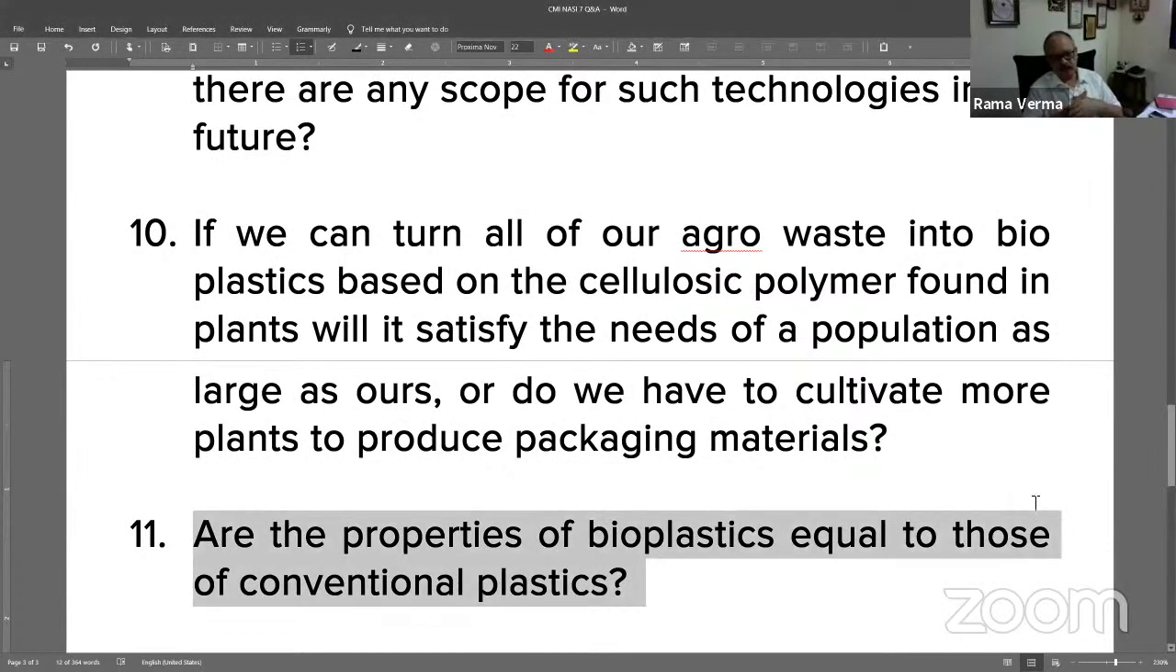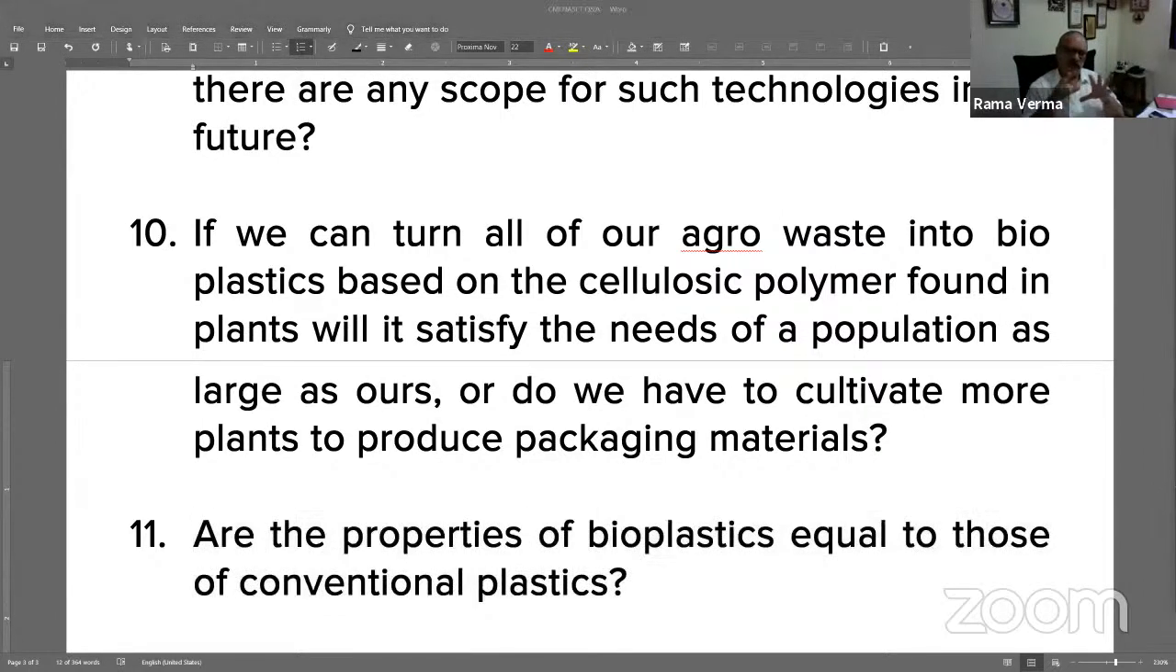Are the properties of bioplastic equal to those of conventional plastics? Yes, see, any plastic needs two things. Mechanical strength is very important. Second, that you can mold it in different ways. Both can be done in a synthetic plastic, and also in the bioplastic. So property-wise, both are the same. Only the degradation is different. Okay?